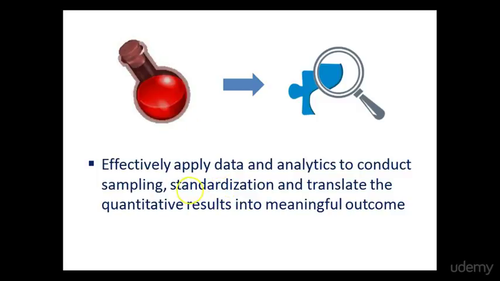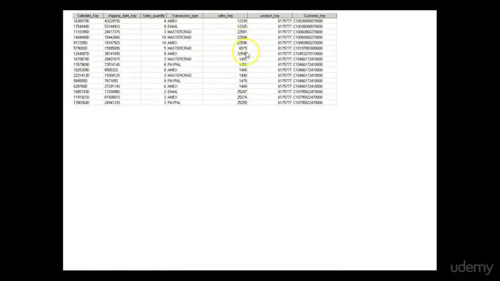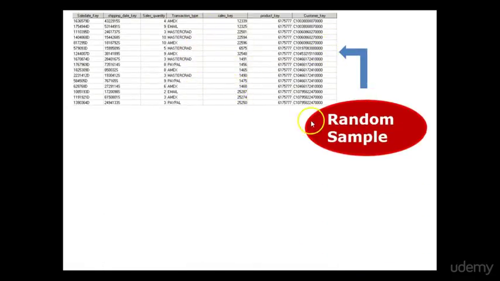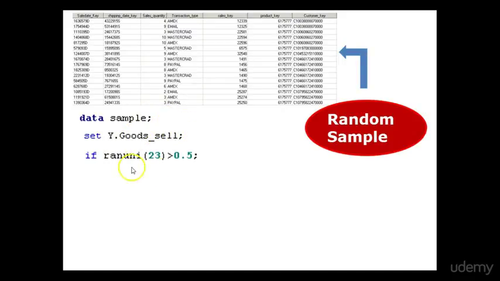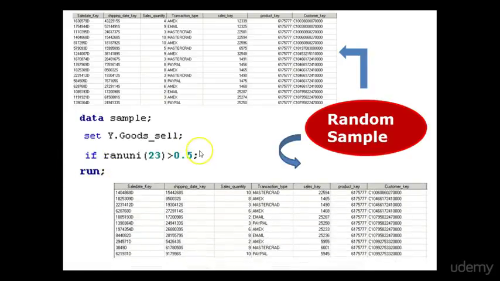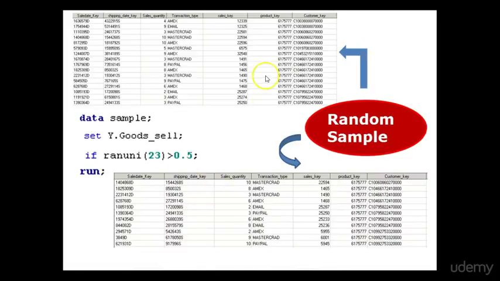To effectively apply data and analytics to conduct sampling, standardization, and translate the quantitative results into meaningful outcomes. Follow me. Here's an example. The job is to do a random sample from a whole population. Then I will copy the dataset using the uniform distribution function, assuming that I want to take 50% of the sample size. Then run. The result is a subset, a random sample of the original population.